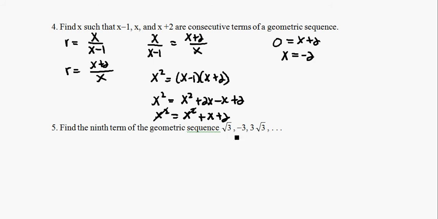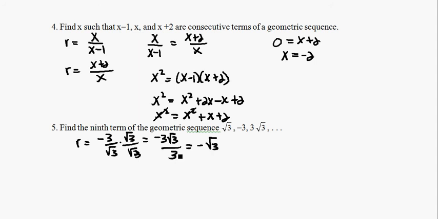Find the ninth term of the following sequence. Pretty clear my first term is radical 3. The question is, what is the common ratio? Well, the common ratio is always the quotient of two consecutive terms. So we divide negative 3 by radical 3. I'm not really a big advocate of rationalizing the denominator, but radical 3 over radical 3, I get negative 3 radical 3 over 3, which gives me negative radical 3. So my common ratio is negative radical 3.